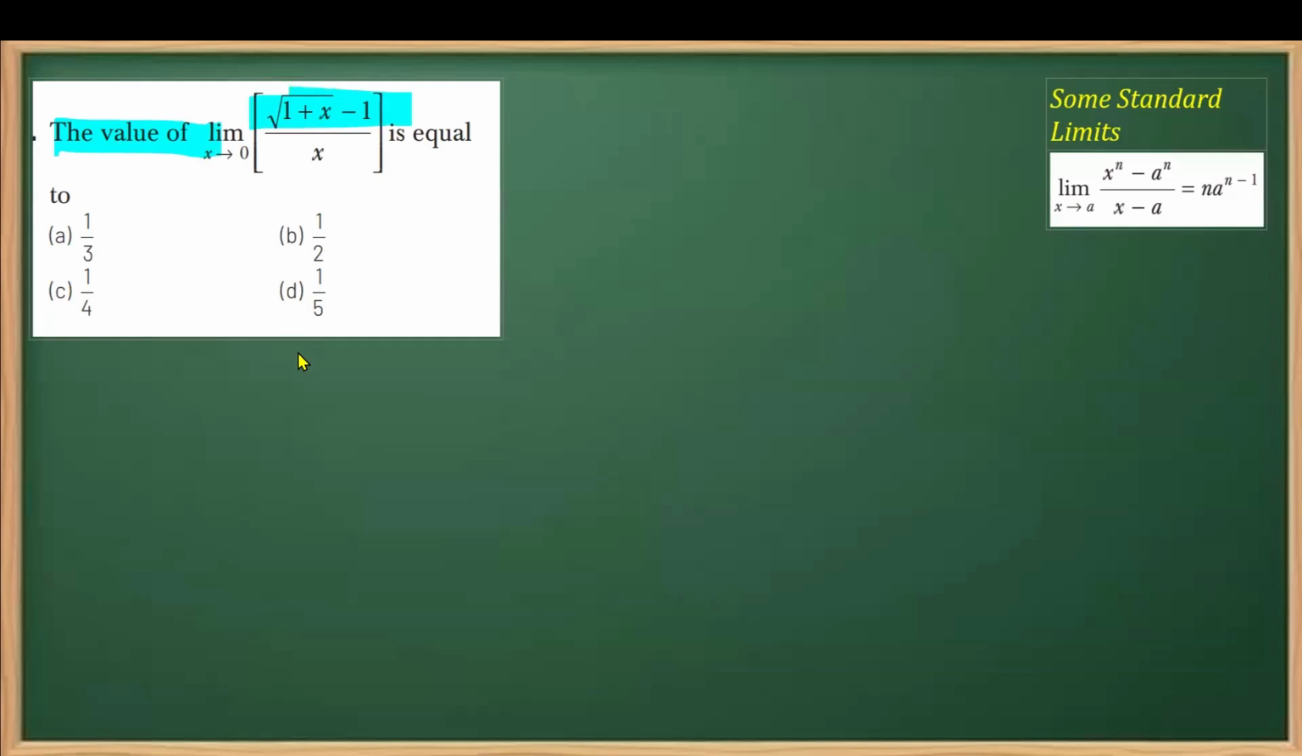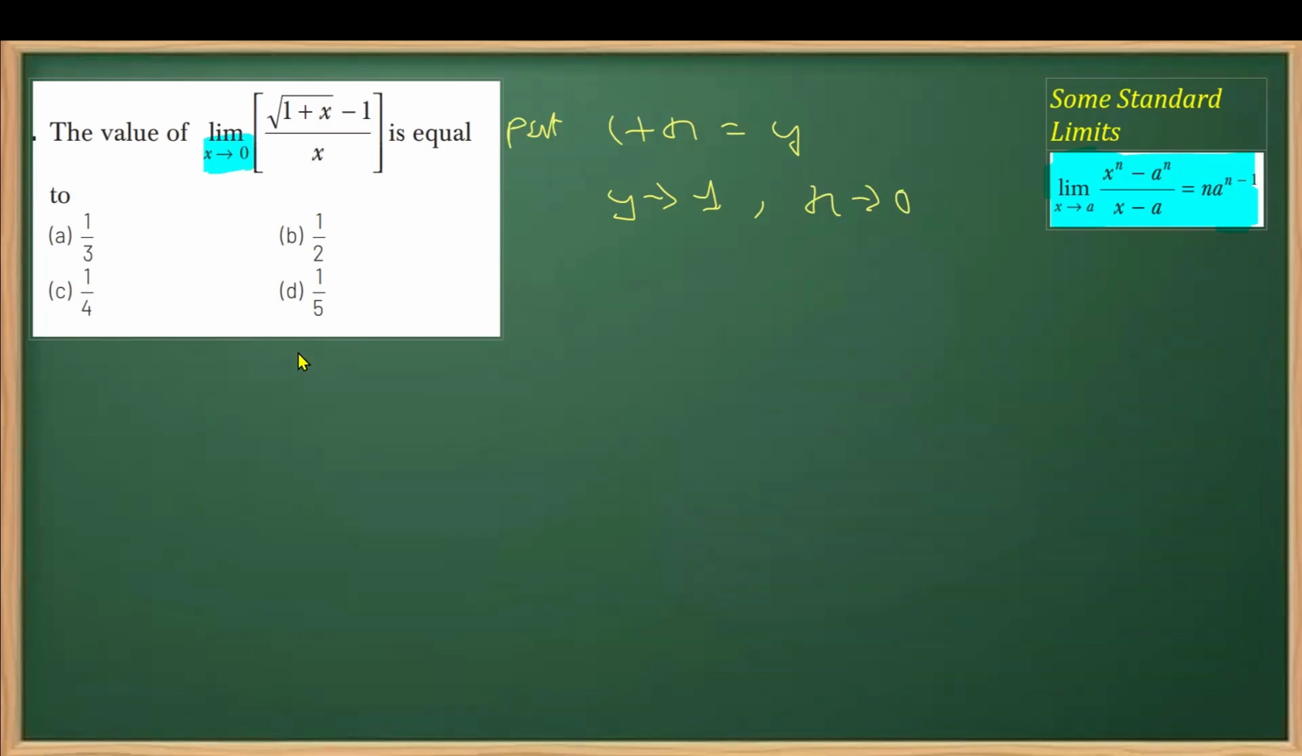We have to evaluate this function at limit x tends to 0. For that, we'll be using this standard limit, but not before substitution. So what we are going to do is put 1 plus x as y. You can see y tends to 1 as x tends to 0, because the limit over here will change.